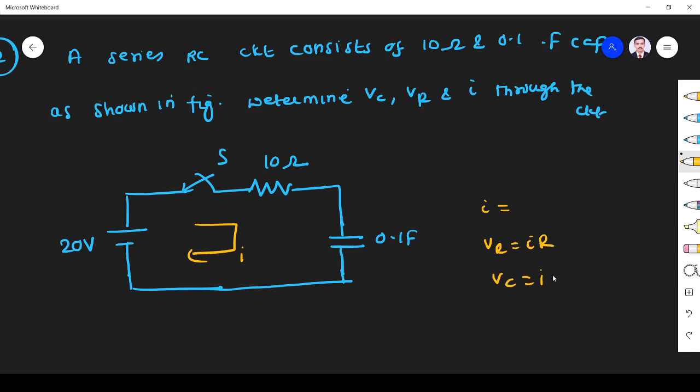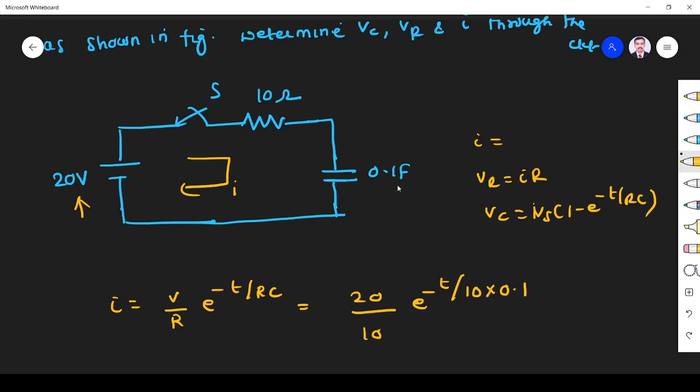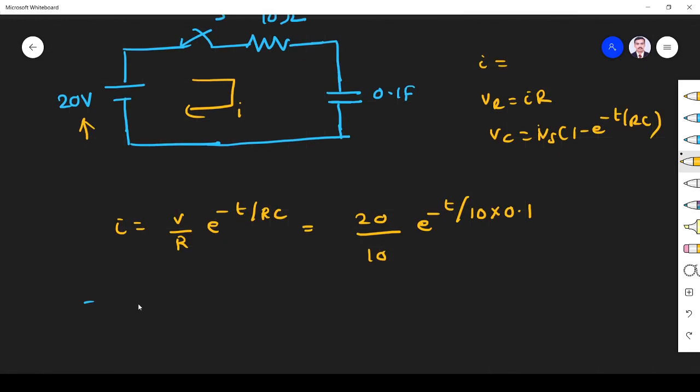Vc is just now only Vs (1 minus e power minus t by RC). Okay, we will find first current through the circuit. So current through the RC, we know that I is equal to V by R e power minus t by RC. V is 20 volt, R is 10 ohm, e power minus t, R is 10, C is 0.1 farad. So if we simplify, what you get is I of t is equal to 2 into e power minus t.